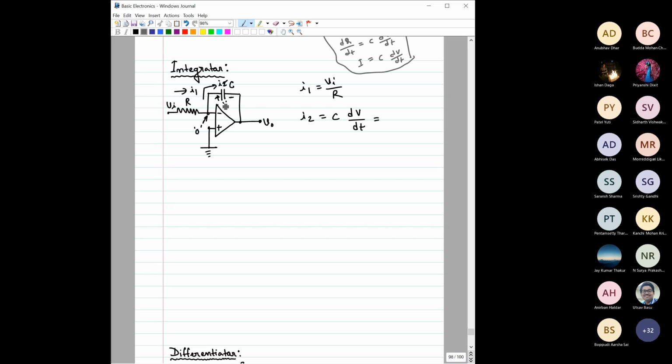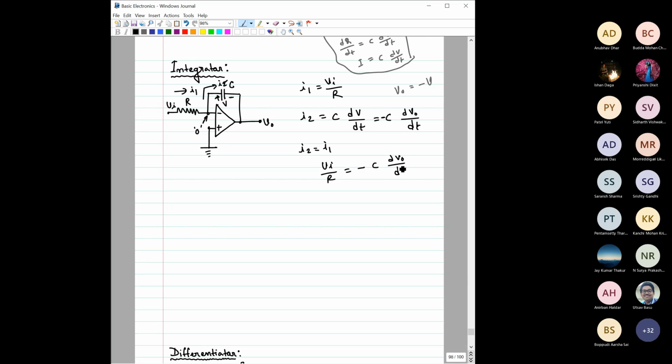Now what is the relation between this V and this V naught? V naught is equal to minus of this V. It is quite easy: it is plus minus and this is 0. So this V output would be equal to minus of V. So we can write it as minus C into dV naught/dt. Now we can always write I1 equal to I2, which would give us Vi by R equal to C dV naught/dt.